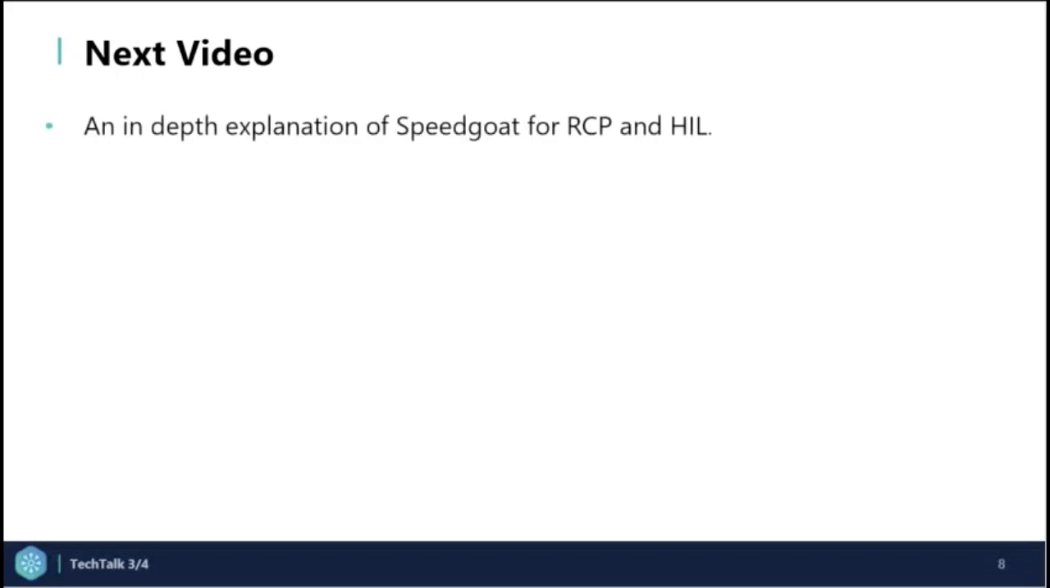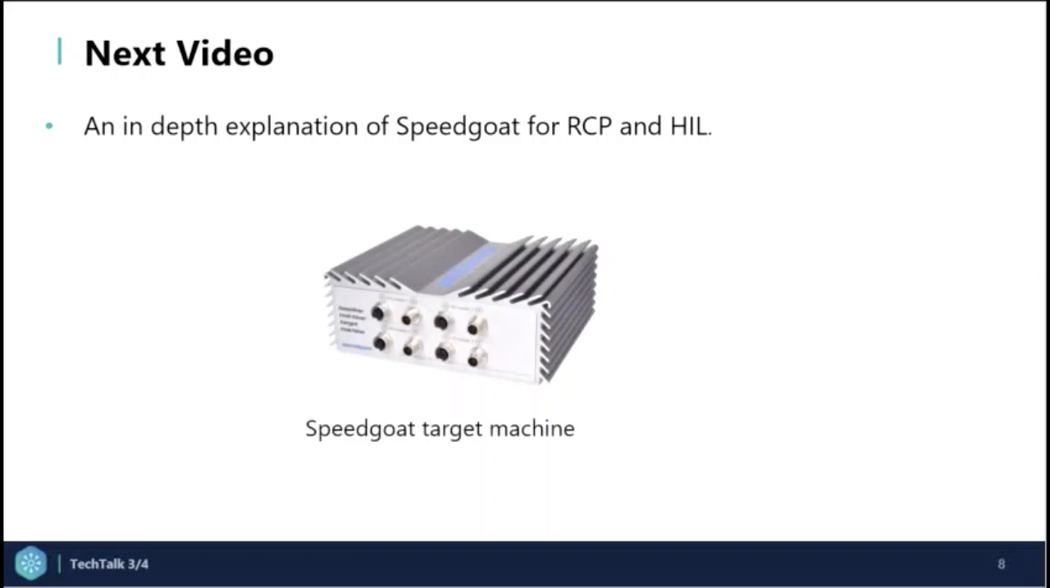This brings me to the end of the video. And in the next video, we explore SpeedGo, a real-time target machine, as our hardware of choice when testing RCP and HIL. Note that the SpeedGo target machine can act as both the controller and the plant.